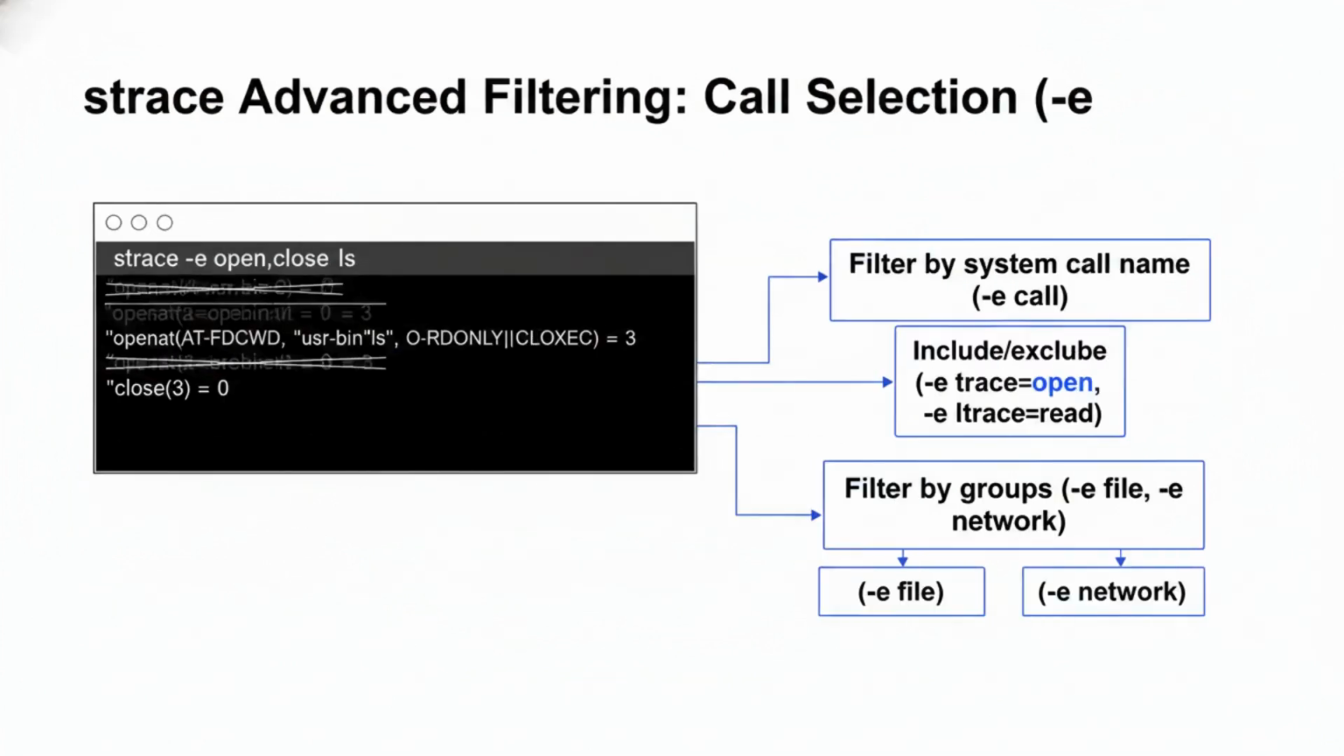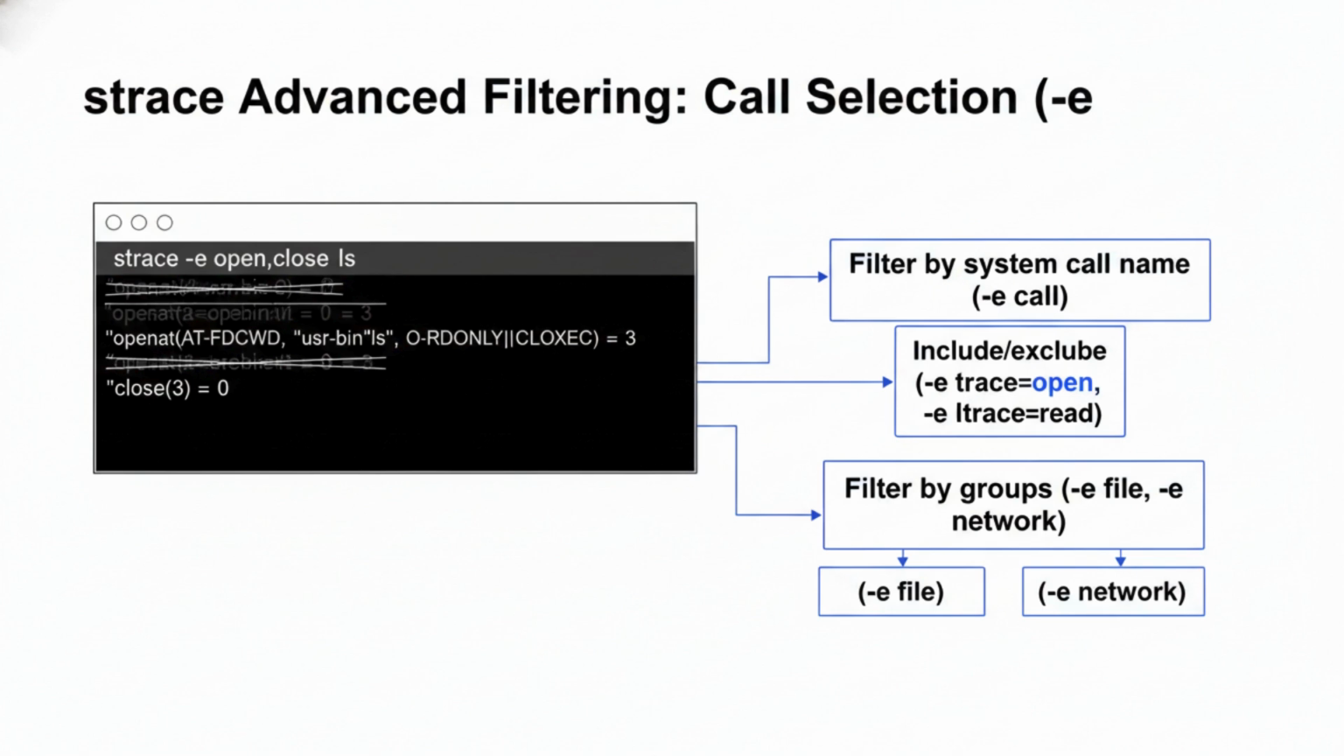When debugging complex applications, the sheer volume of strace output can be overwhelming. The -e option is your first line of defense, allowing you to filter system calls by name or by groups. You can specify a comma-separated list of system calls to trace, such as strace -e open,close ls. Alternatively, you can trace system calls belonging to specific groups, like -e file for file-related calls, or -e network for network operations. You can also explicitly exclude calls using minus.